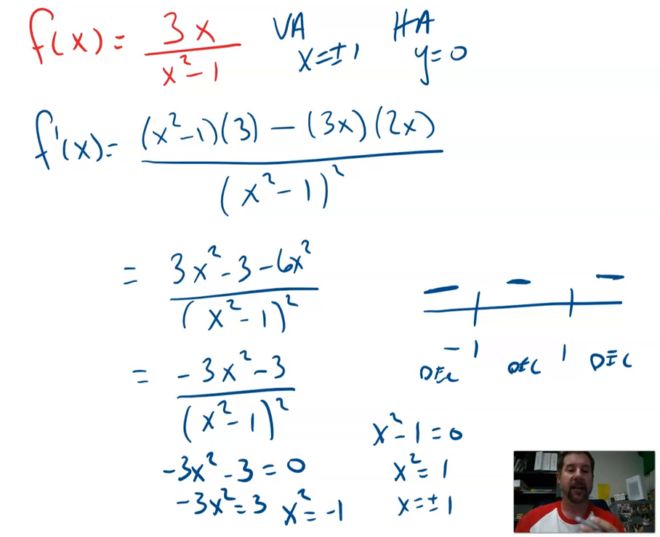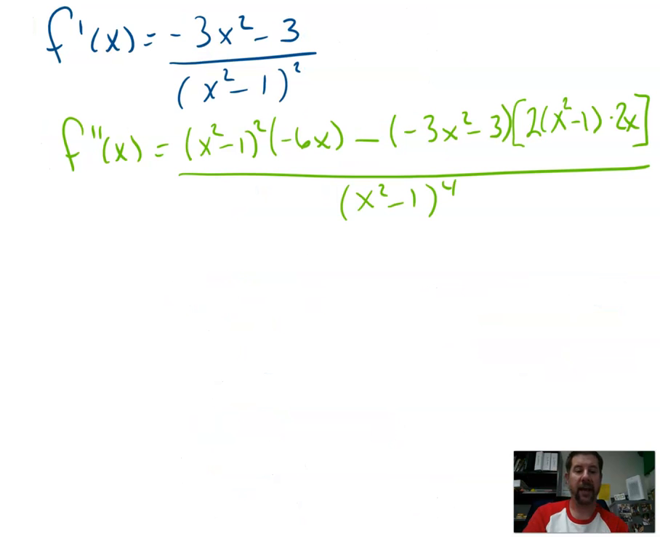All right. Now we know about the increasing, decreasing part. There's no mins and maxes. It's always decreasing. We know there's some asymptotes. Now let's go look at concavity. All right, so for concavity, we're going to look at the second derivative.